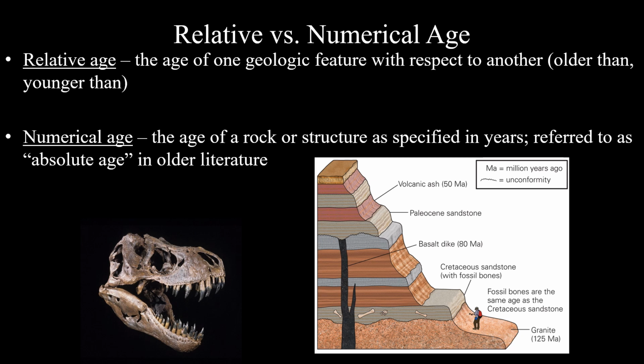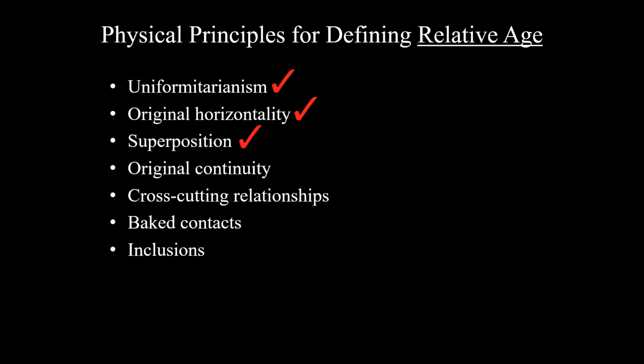So relative age dating, right? This is dating one feature with respect to another, as opposed to numerical aging, which is actually a specific numerical age or an absolute age for a feature. So the principles for relative dating, we've already talked about a few of them. We just reviewed 3, but we're going to talk about 4 new ones that we haven't discussed yet.